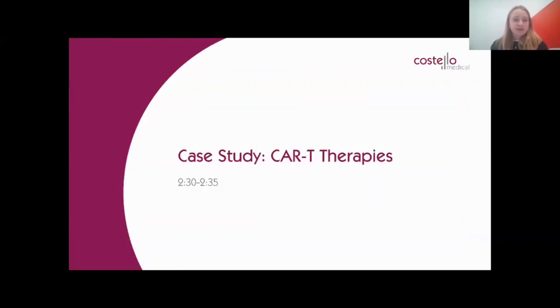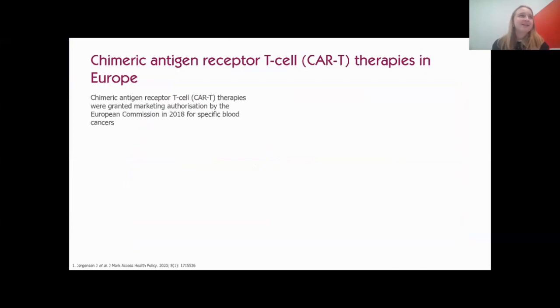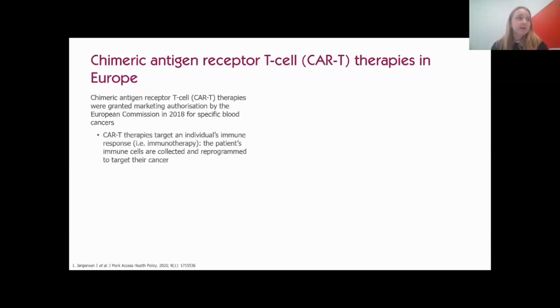Great. So just to move on, we're going to go over two brief case studies. The first is CAR T therapies. A CAR T therapy is a chimeric antigen receptor T cell therapy, and they were granted marketing authorization by the European Commission in 2018 for specific blood cancers. CAR T therapies target an individual's immune response. Otherwise, you might have heard of it referred to as immunotherapy. And essentially, the patient's immune cells are collected and reprogrammed to target their cancer more specifically.